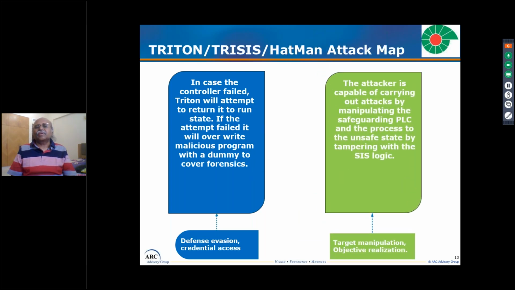The attacker is capable of carrying out attacks by manipulating the safeguarding PLC and taking the process to an unsafe state by tampering with the SIS logic. That is his final goal, and he could have achieved it. But in this case, he didn't, because it was the redundant controller which spoiled the whole thing. It was trying to check its image, there was a difference in the image, and it went for a safe shutdown.